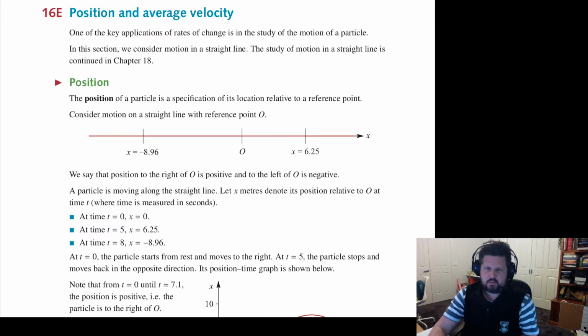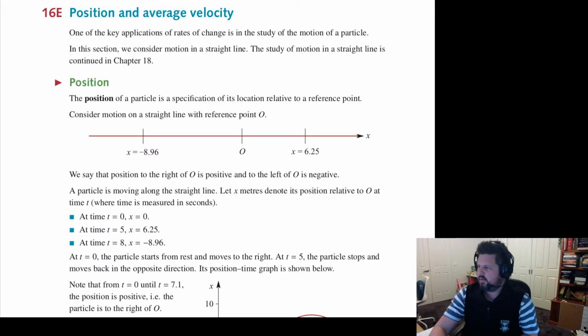Now in particular, if we're talking about the position of an object, generally we start at the origin, denoted by O. If we consider straight line motion, going in a positive direction we're moving to the right, and moving in the negative direction we're moving to the left.